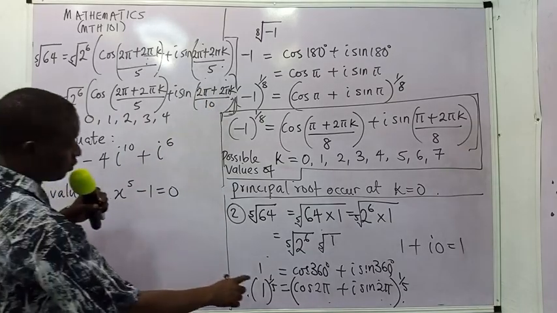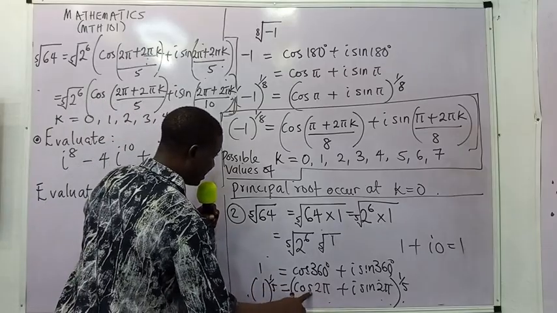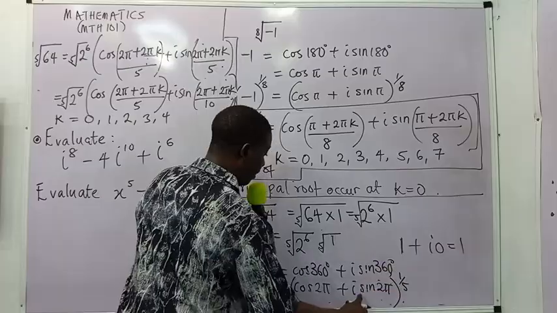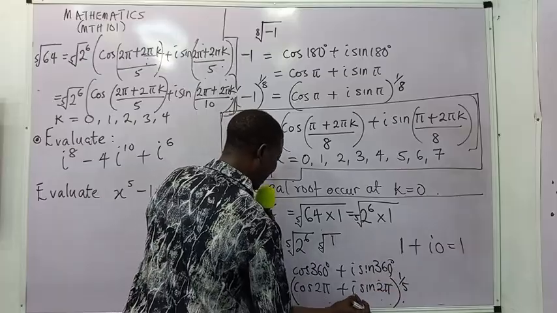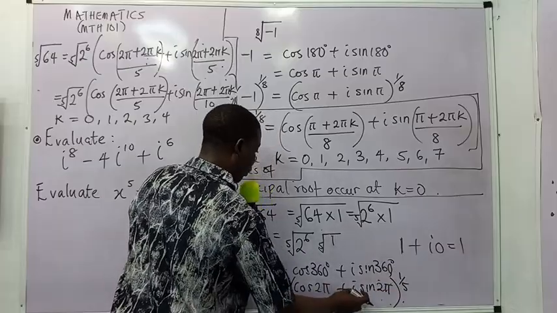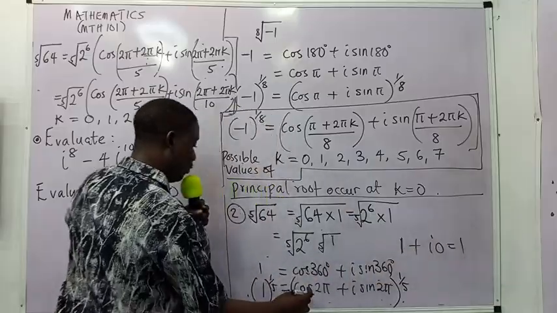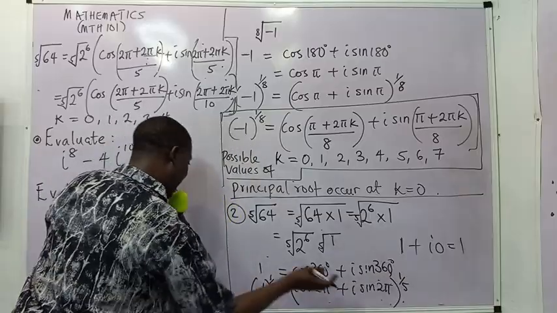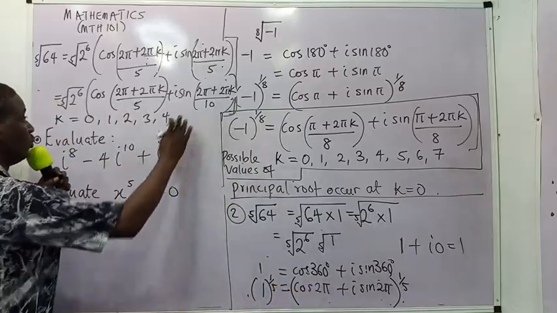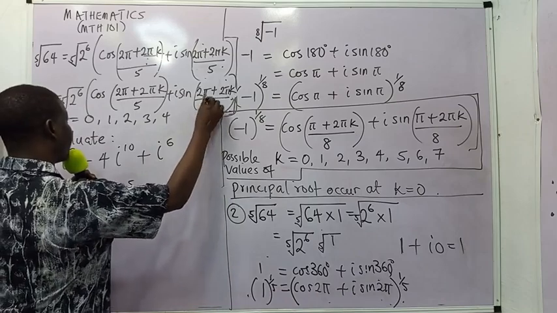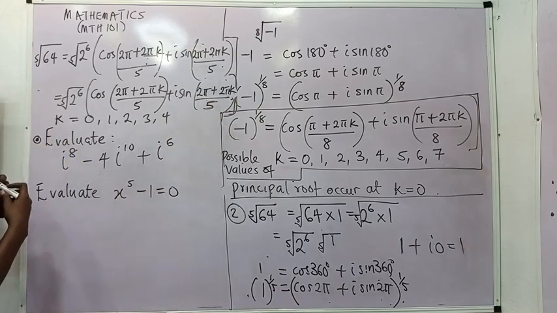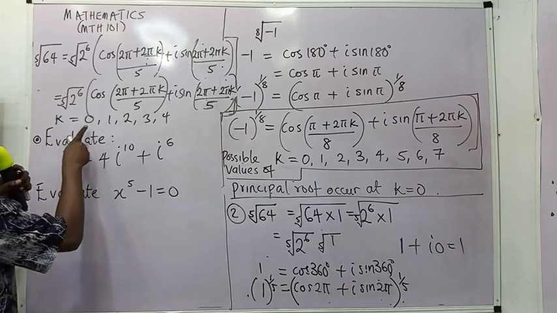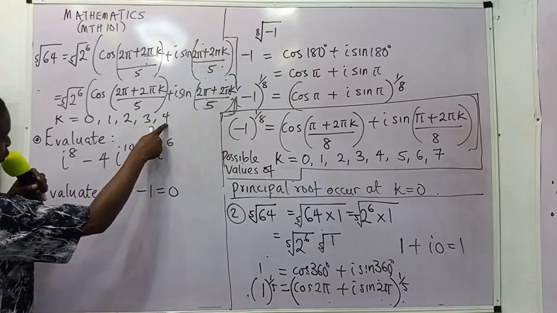Because now this is cos 360 degrees. Cos 360 is 1. Sine 360 is 0. 0 times i will be 0. So 1 plus 0 is 1. So we are still having the fifth root of 1. This and this are now speaking the same language. So this one now is 5. So please take note of that, and sorry for the correction. And the fifth root will start from 0 to 4.